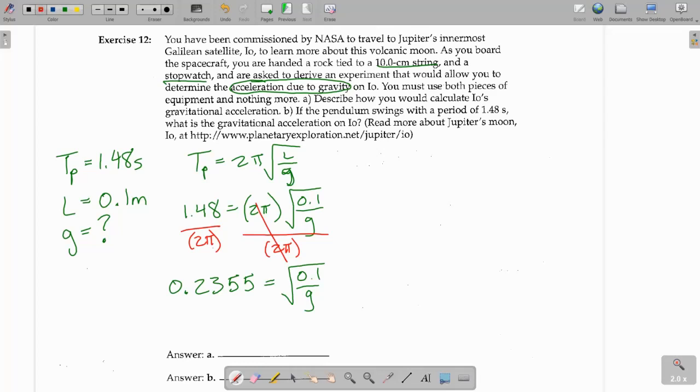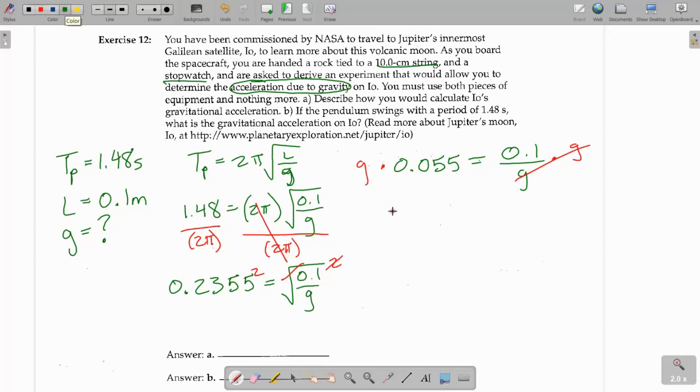Okay. The next step, we need to get rid of that square root, so we'll square both sides. That will cancel out the square root on the other side. That's going to give us 0.055 is equal to 0.1 meters over the acceleration due to gravity. Now it's just a matter of algebra. We need to multiply by the acceleration due to gravity to get it off of this side, and multiply by it on the other side too. So now what we're left with is 0.055 times g is equal to 0.1.